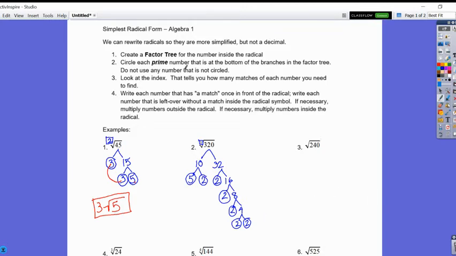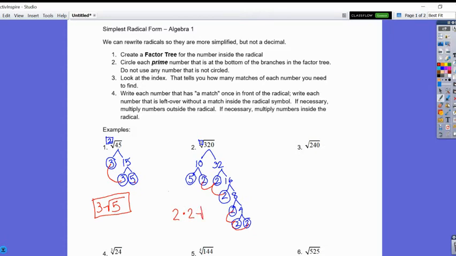So now that we've got all the prime numbers, we are looking at the index. My index here is a 3, so I need to find numbers that repeat in matches of 3s. So I've got the number 2 that shows up 3 times. Every time I find a group of 2s, I'm going to write it down once. And every time I find another group of 2s, it shows up 3 times there, I'm going to write it down once outside. Remember, all of these values in the factor tree were multiplied, so I'm still going to be thinking about multiplication with these.